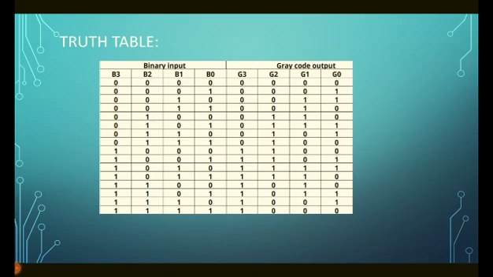When you give input value for B3, B2 and B0, you get output value for G3, G1 and G0. When you give input value for B3, B2, B1, you get output value for G3 and G0. When you give input value for B3, B2, B1 and B0, you get output value for G3.